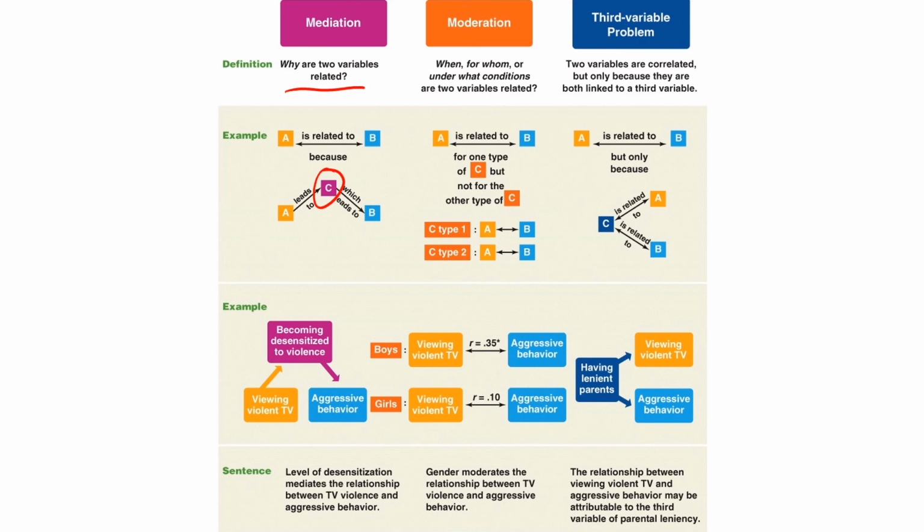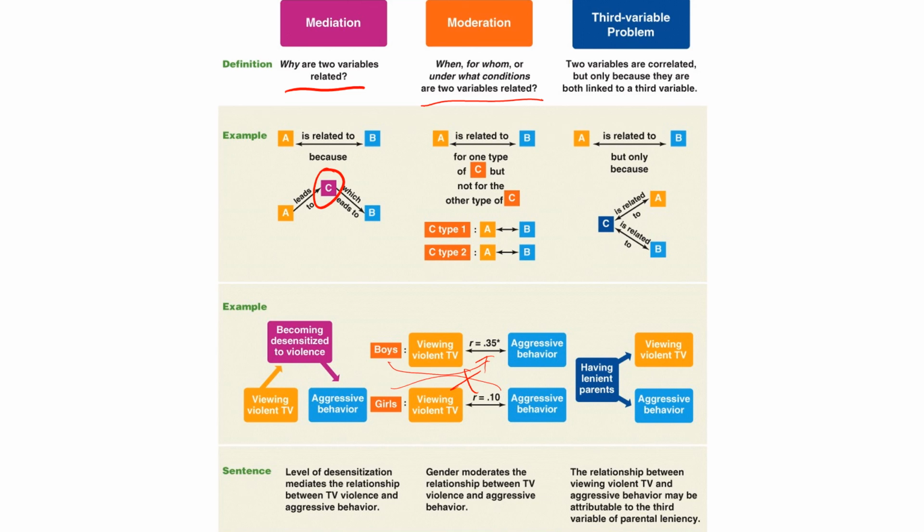Moderator: when is a relationship present? So we've got the relationship between two variables, but the relationship is present or stronger in one group than another. So in this case, we have viewing violent TV and aggressive behavior. And let's say we're looking at boys and girls here, and the relationship is present for boys, but not present for girls.